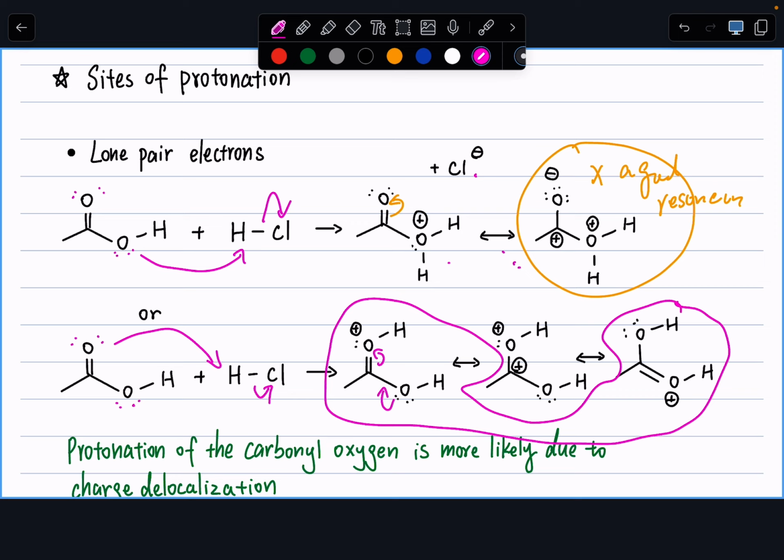Okay. Nevertheless, this is a demonstration of, so now we look at the product from these two arrow pushing processes. This one is not resonance stabilized, but the bottom one is resonance stabilized. So when we're actually looking at selectivity for these acid-base reactions, which site will get protonated first? The carbonyl oxygen will be more likely to be protonated because we're forming these more stable products.